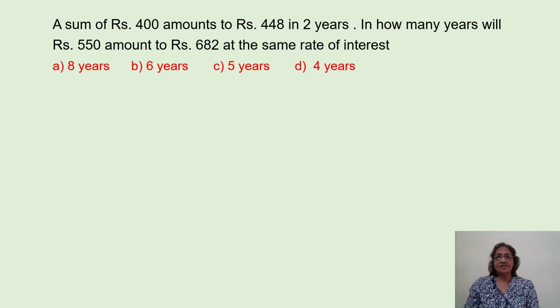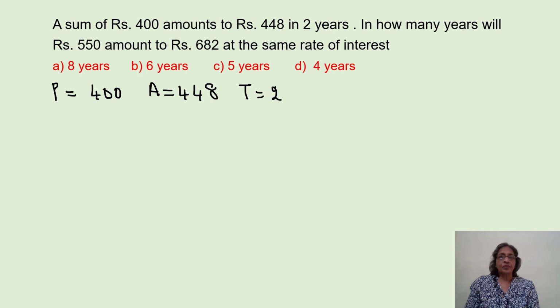So our next sum is here. If you look at the sum, we are given two parts to the sum. In the first part, we have the principal as 400, the amount as 448, and the time period as 2 years. So what we are going to do is find the rate here. Why do we need to find the rate? Because this same rate is going to be applicable in the second part.